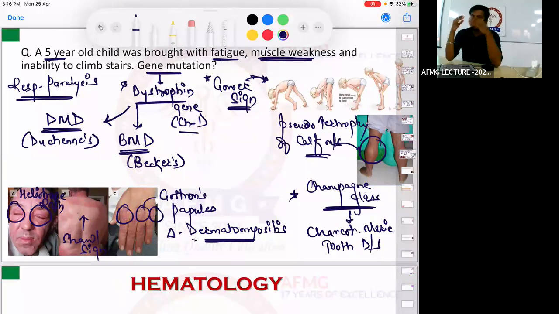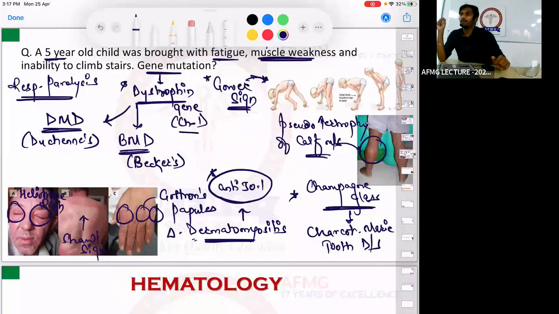Which rash is seen over the eye? Heliotrope rash. Which sign? Shawl sign. And which papules over the hand? Gottron's papules. Sometimes they can also mention mechanic's hands. What is the antibody seen over here? Remember at least one.